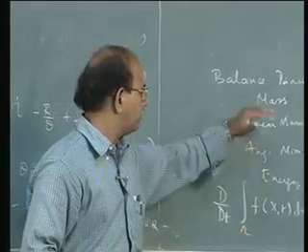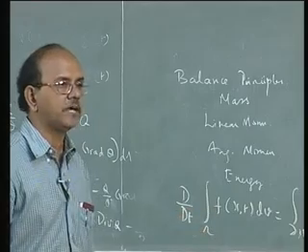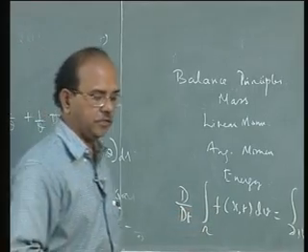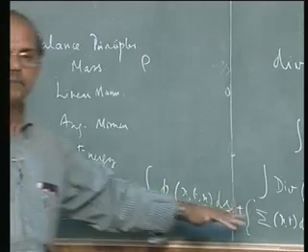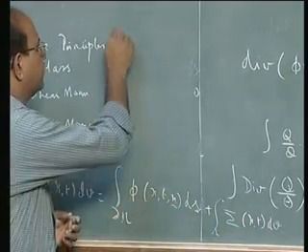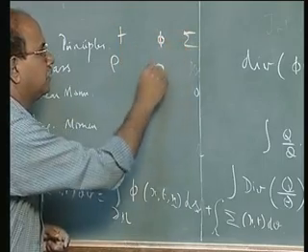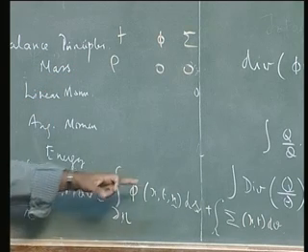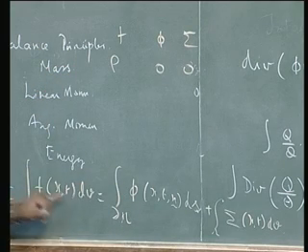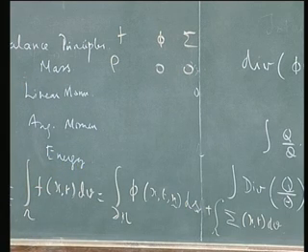Now if I want conservation of mass, I replace this f by means of density rho, and then phi and sigma have no meaning there. So if I substitute rho for f, 0 for phi and 0 for sigma, that is, d by dt of the integral of rho dv equal to 0, this is what will give me the mass balance equation.